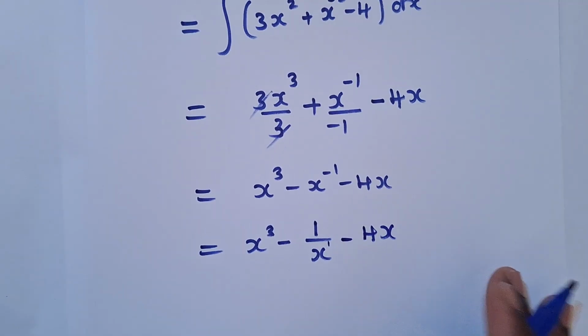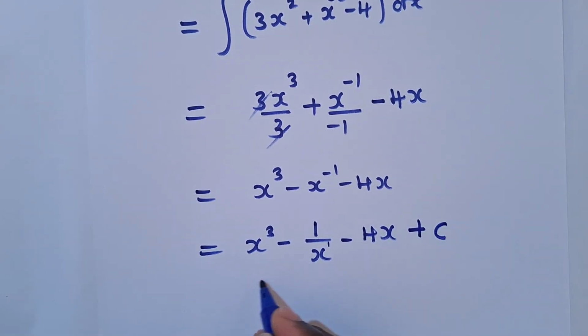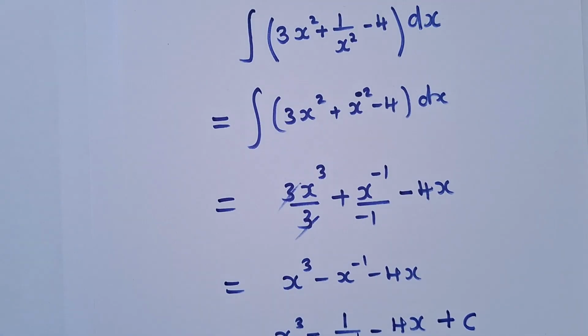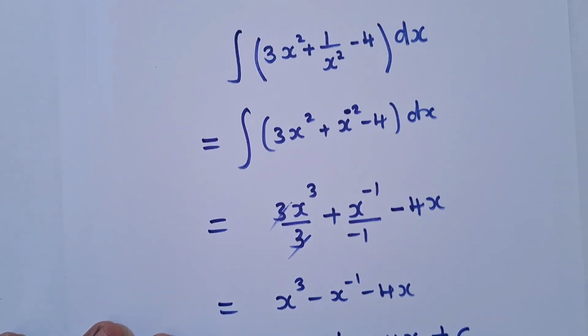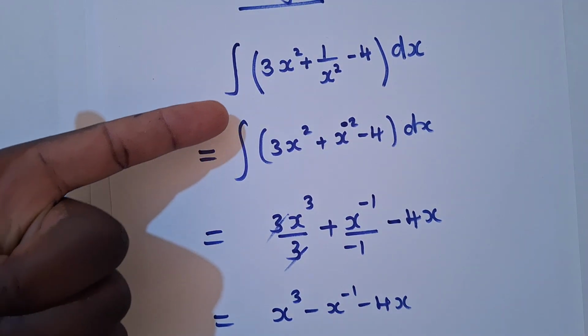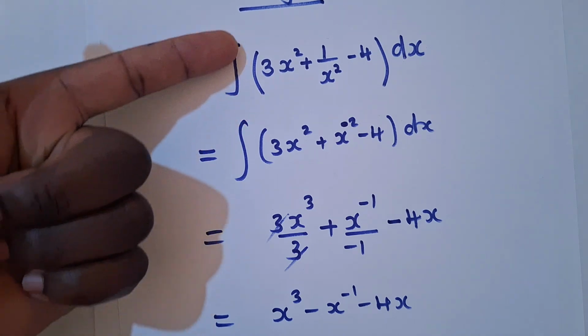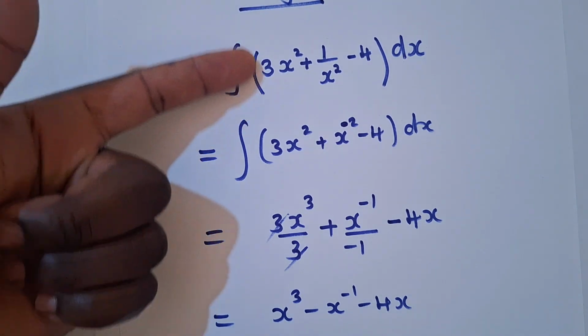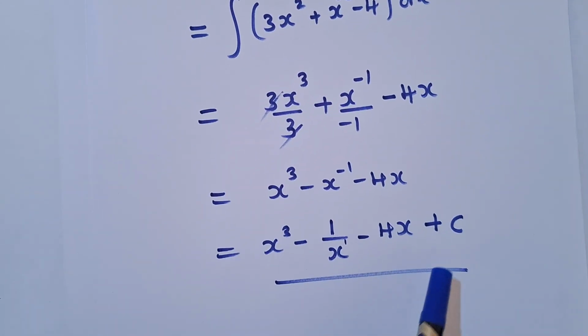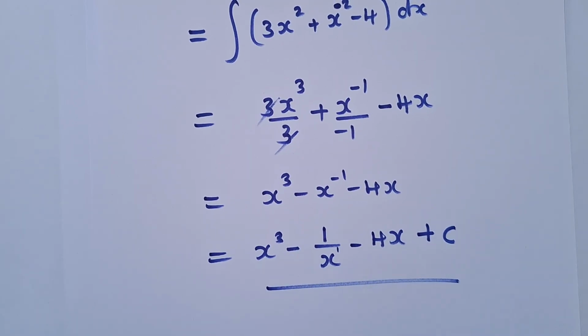And then you say plus c. Always put plus c when you're dealing with an indefinite integral. So this is an indefinite integral because we don't have limits right over here. You can just see the integral sign. At the end, you put plus c. So this is what we do.